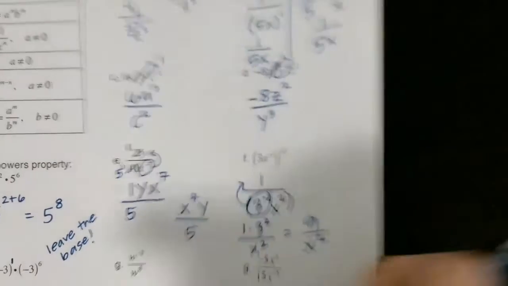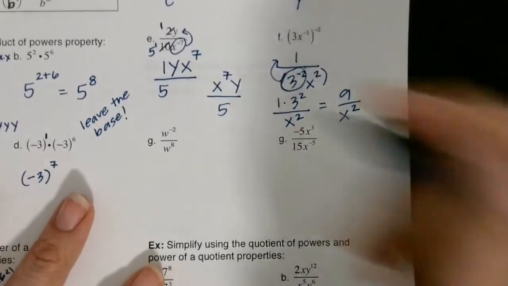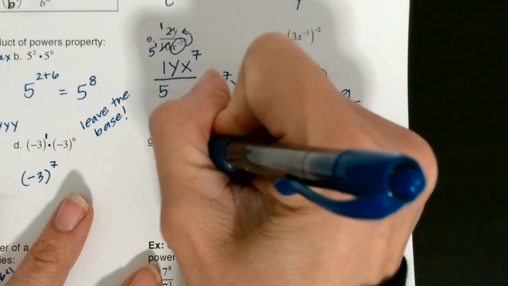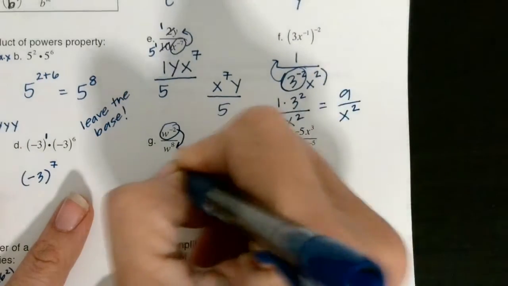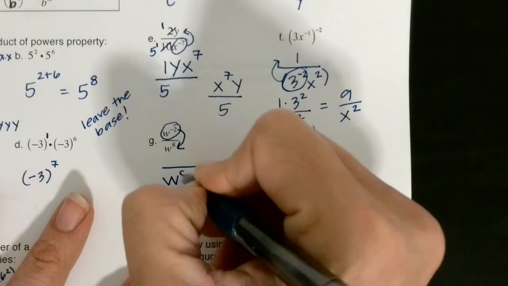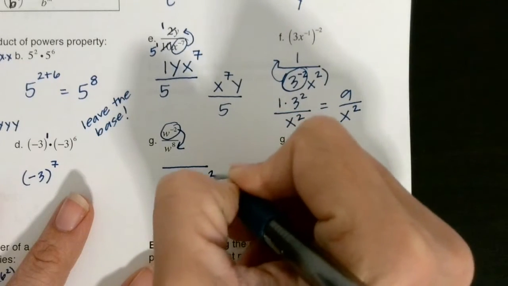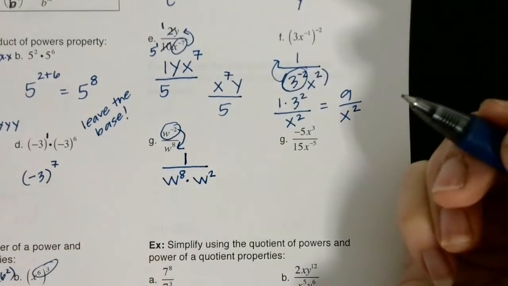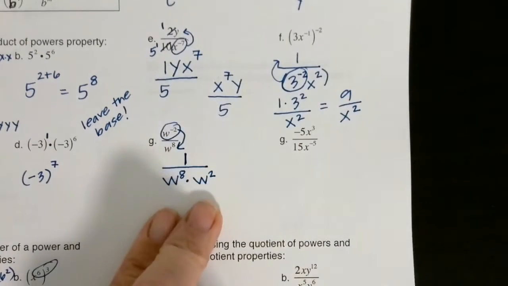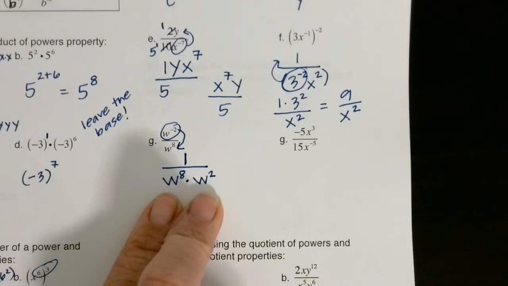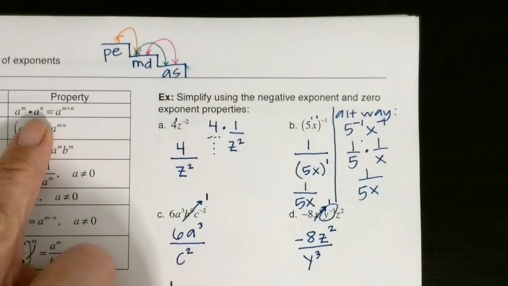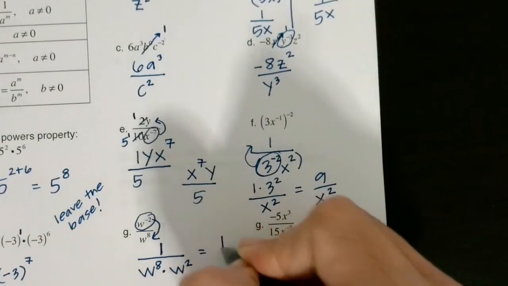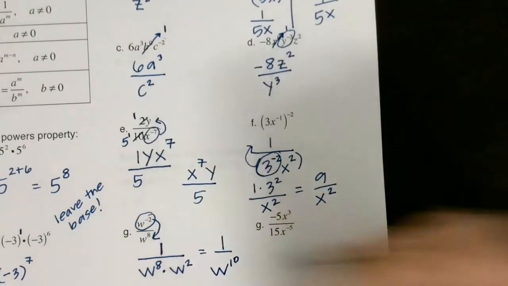Okay. Next one. Okay, this w is unhappy, so it comes downstairs, and we have w to the 8th times w squared. What goes in the numerator is the 1. It's a placeholder. And then, look guys, we have the same base. So if we're multiplying between the same base, what do we do with the exponents? We add them. So this is 1 over w to the 10th.